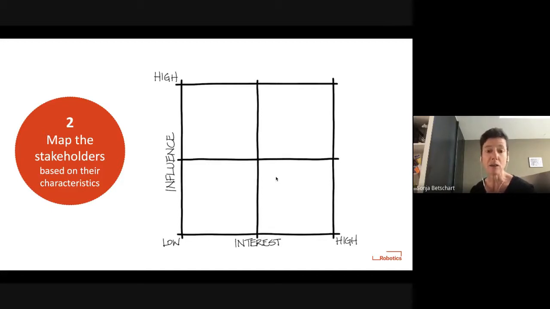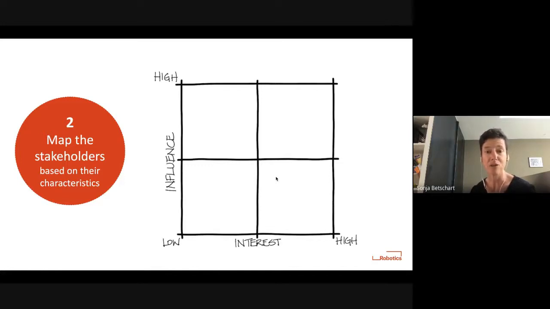The way I like to map my stakeholders is by only using two characteristics, because for me it has proven to be the easiest and most effective way of doing stakeholder mapping. And these two criteria or characteristics are influence and interest.